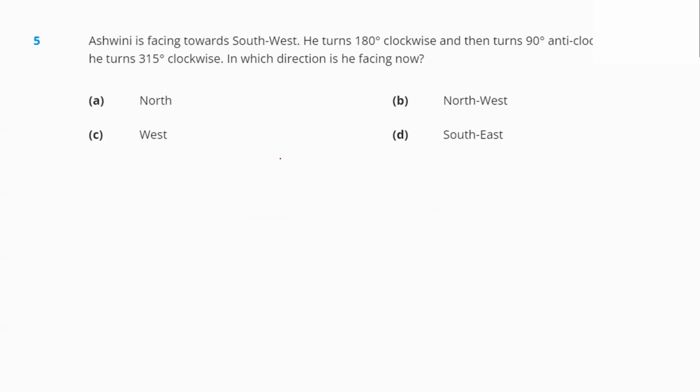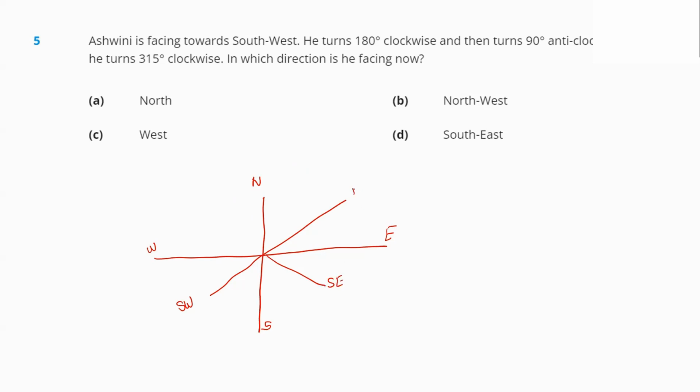Finally, he turns 135-degree clockwise. In which direction is he facing? So let's draw direction. This is north, this is south, this is west, this is east. And this is southwest, southeast, northeast, and this is northwest. Firstly, he is facing southwest, so Ashwin is here.